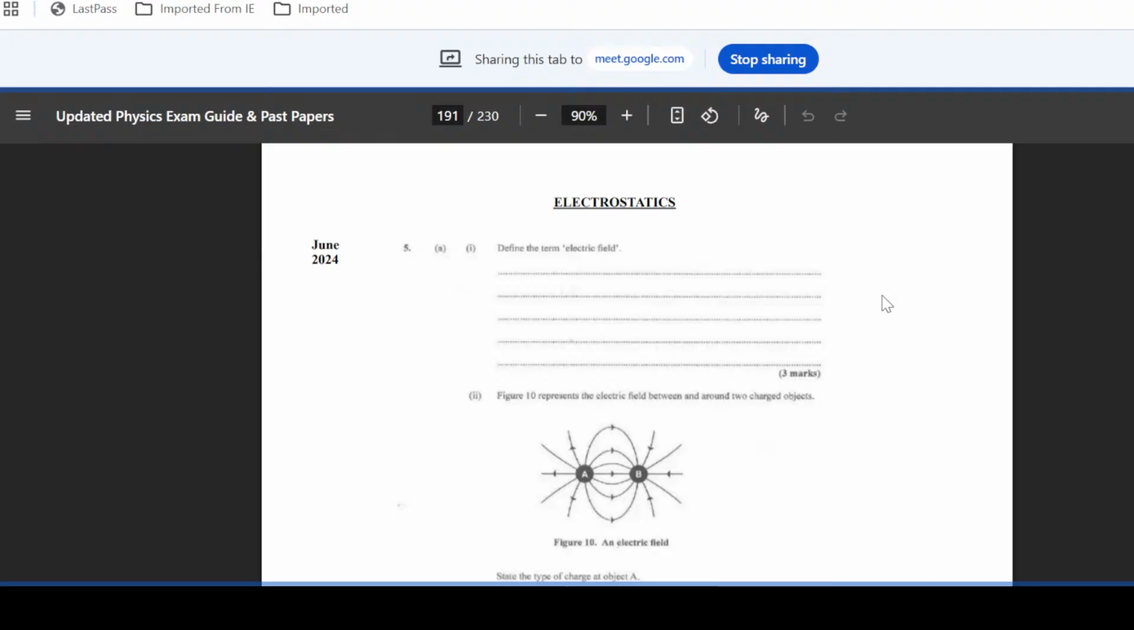Look at this diagram. I showed you the diagrams earlier, and we know the convention in terms of movement, conventional flow. So if they tell you have two charges here, A and B, state the type of charge at object A. What would you say would be the type of charge at object A?